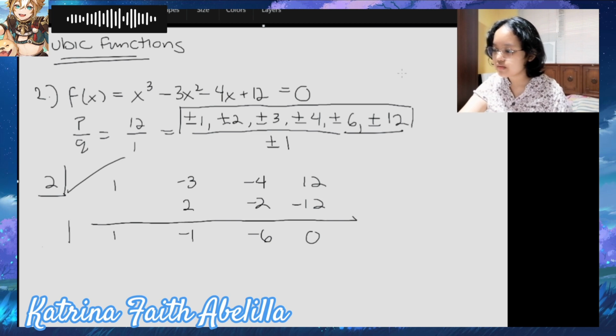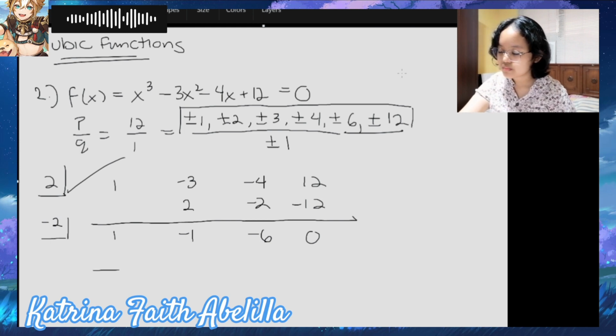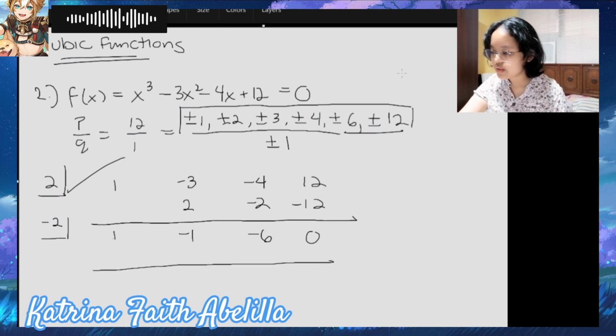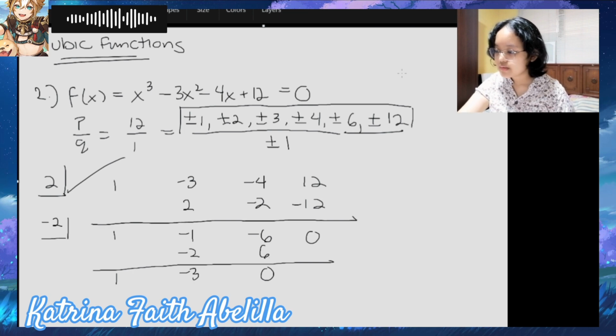Now we repeat the method. Let's try negative 2. Bring down 1. 1 times negative 2 is negative 2. Negative 1 plus negative 2 is equal to negative 3. Negative 3 times negative 2 is equal to 6. That makes negative 2 one of our zeros as well.